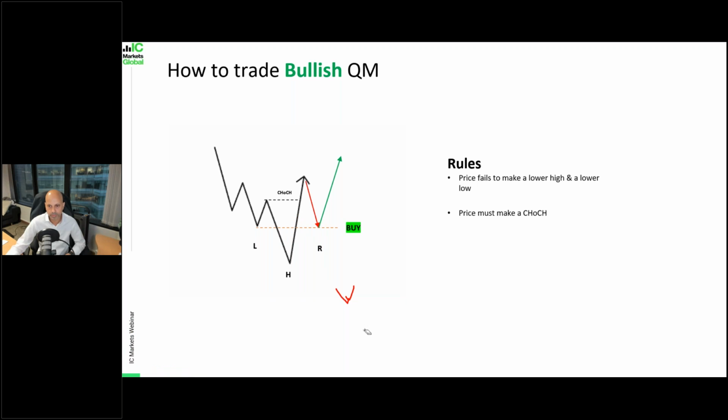But because price has gone above this previous high, right? Because price has gone above this point here, that's why we have a change of character. All right, so stop loss will be at point H.